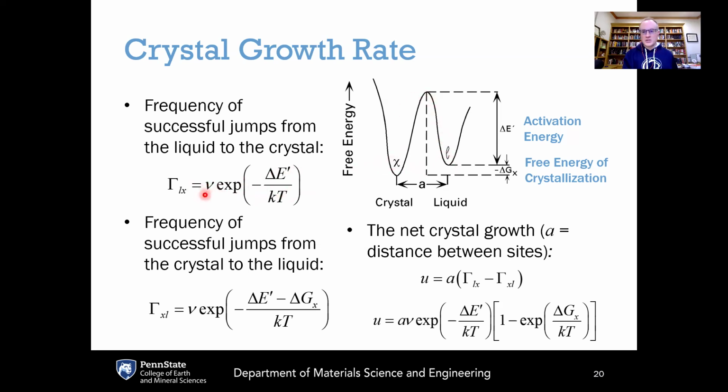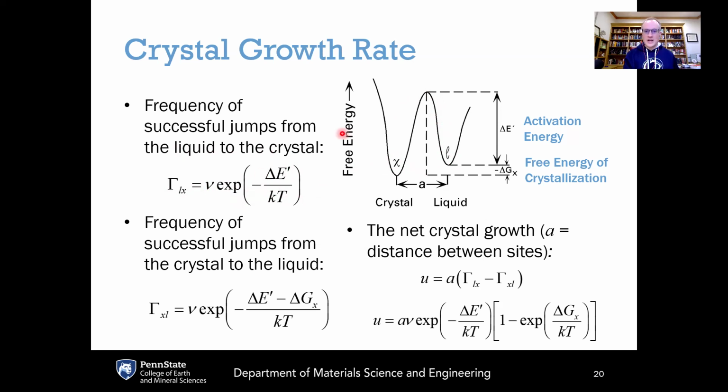So every vibration is like an attempt to overcome the barrier, and the probability of a given attempt being successful is just our Boltzmann probability factor, e to the minus barrier over kT. So multiplying those together gives us the frequency of successful jumps from the liquid to the crystal.